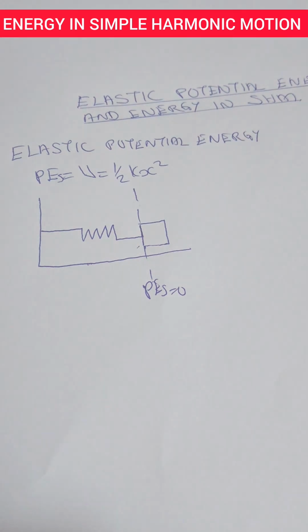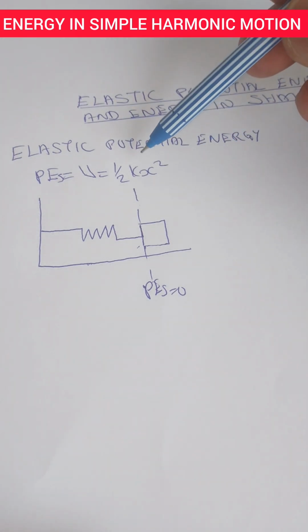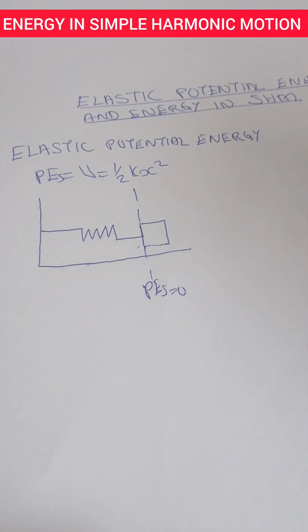Why is the energy equal to 0 at equilibrium? Because x is 0. From the formula 1/2 kx squared, if x is equal to 0, you are going to find that the energy will be 0. So this diagram will help you to understand elastic potential energy.